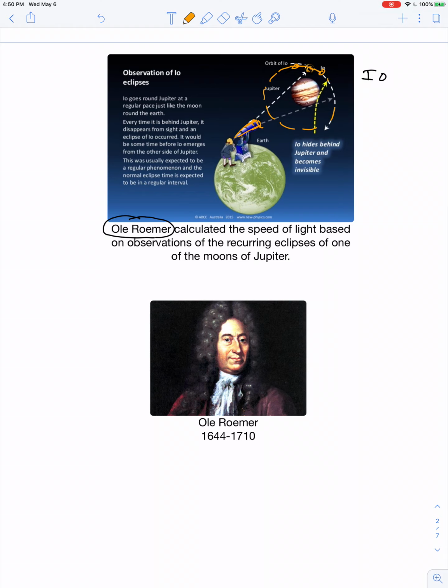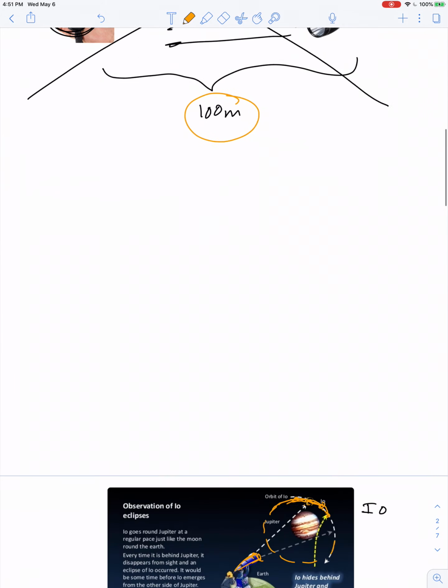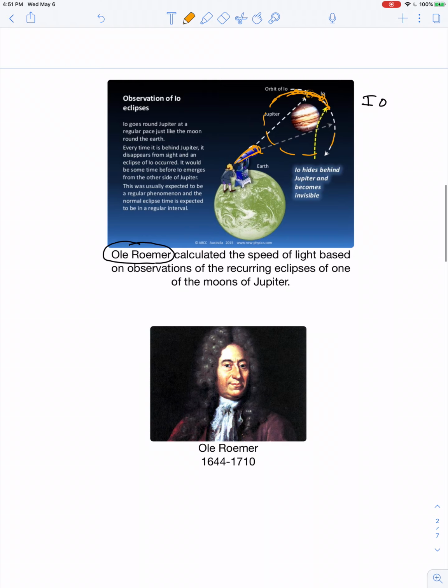So you predict that in a certain amount of time, you'll see Io reemerge from behind Jupiter. The problem is the light has to travel a much greater distance than just one football field. It has to travel the distance from Jupiter to Earth. And because of that large distance and the time in which Jupiter will have advanced before Io dips behind once again, Roemer was able to come up with an estimate for the speed of light.